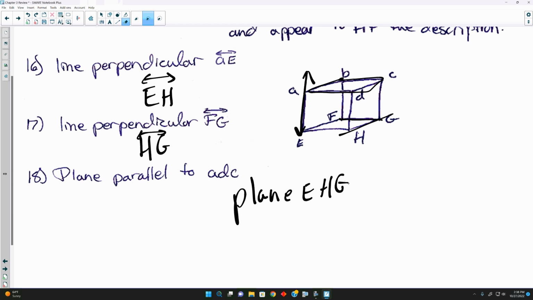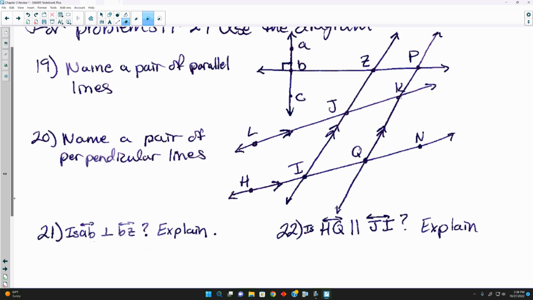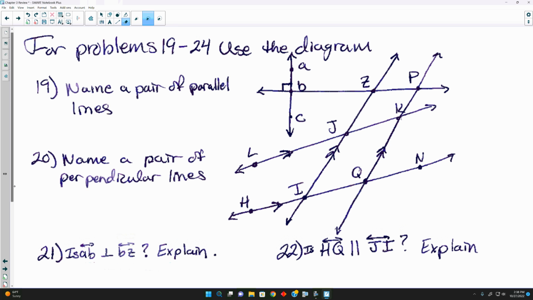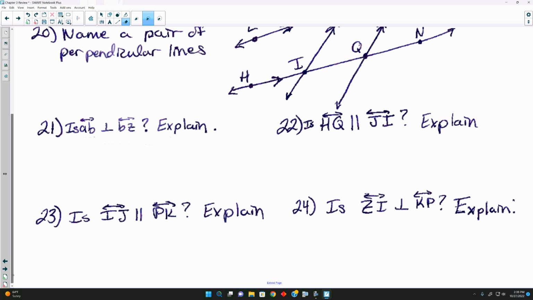Questions on this here? Questions on naming a pair of parallel lines or a pair of perpendicular lines? And again, whenever we name a line, we need how many points? 2. If you give me 3, I will mark it wrong. Only 2 points to name a line. So, any questions on 21 or 22? 23 or 24? I'm not going to ask you to explain if these do show up. If they do show up, it's either yes or no.